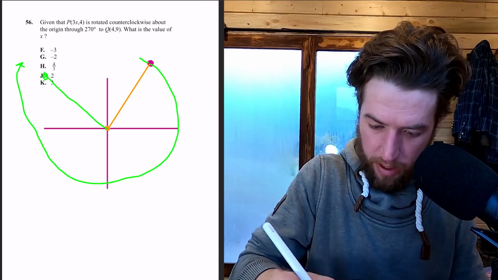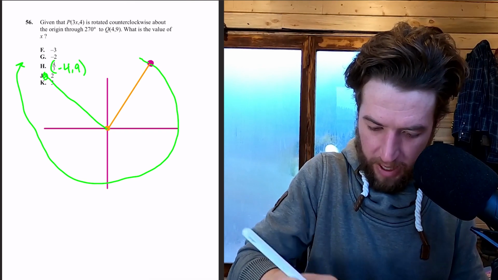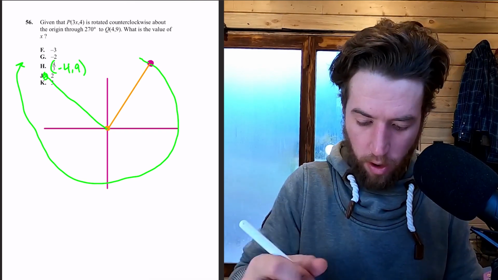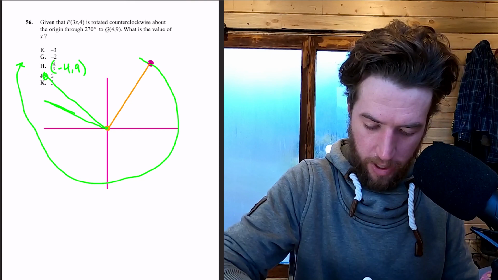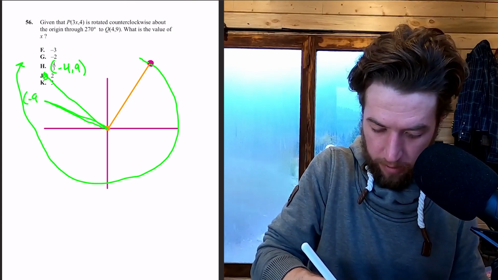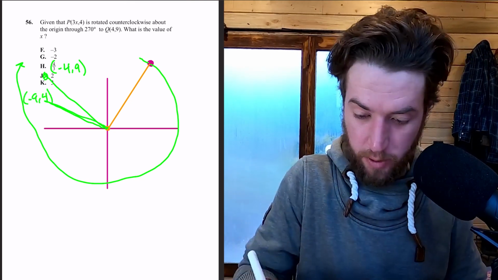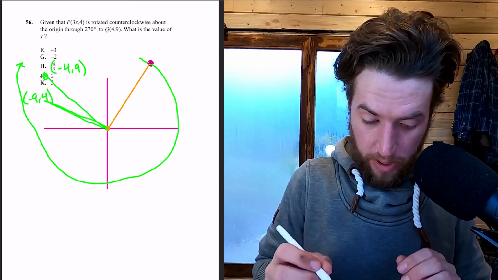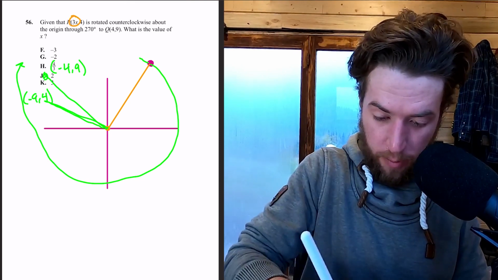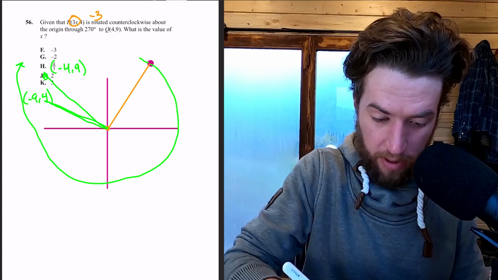So it should be negative 4 comma 9, I think. Oh, wait. No. I lied. I'm sorry. Negative 9 comma 4. I'm not going to dive into this one too much. This is ugly already. But negative 9 comma 4, so x must be negative 3 to make that negative 9. Oh my god.